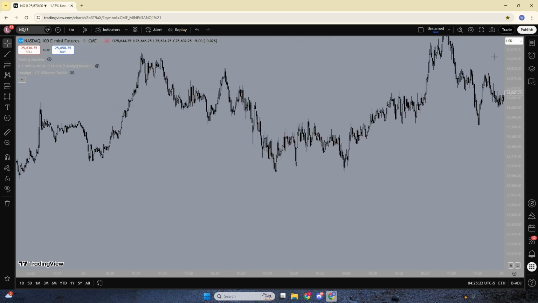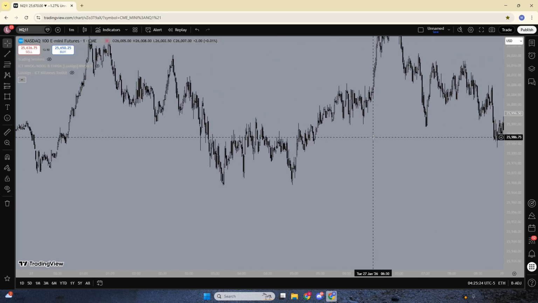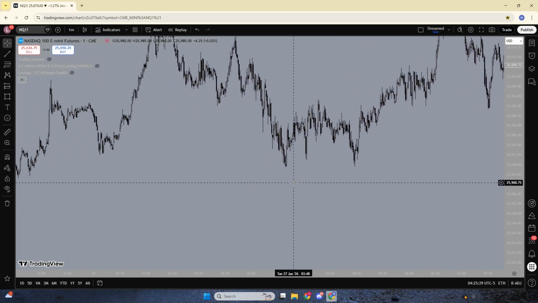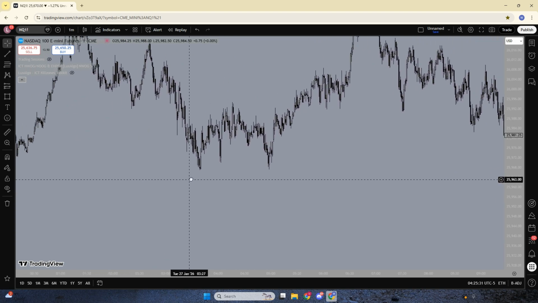If you get the gist of it, I recommend you guys find some examples on the chart of liquidity sweeps. Get used to it, get good at it, and then proceed to the next lesson.